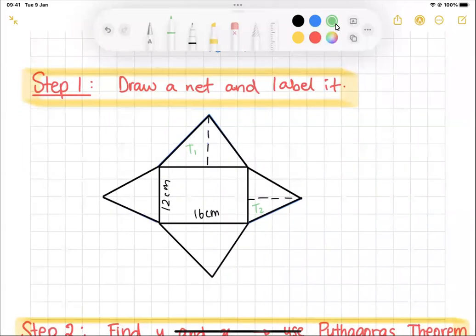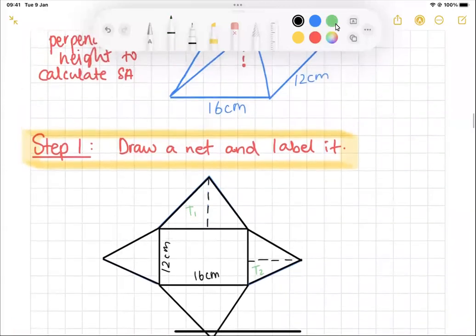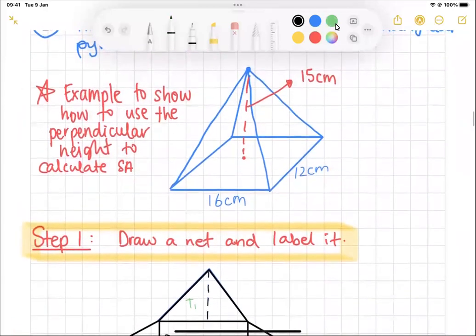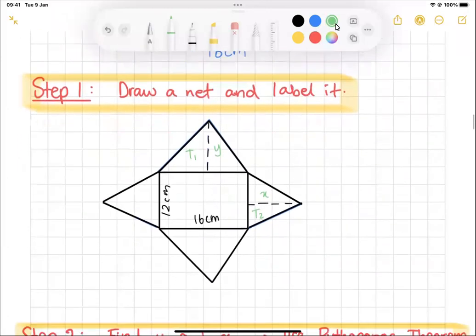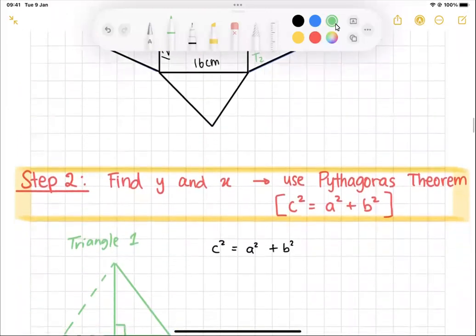Now, one thing I'm missing is, I know the perpendicular height, but I don't know what the height of, I guess, T1 and T2 are, right? I don't know what this length is. So what I'm going to do is, as mathematicians normally do, I'm going to label it as a letter or a pronumeral. I'm going to label this height of T1 as Y, this height of T2 as X. So we've done that. Okay, now we're going to look back on that in just a second.